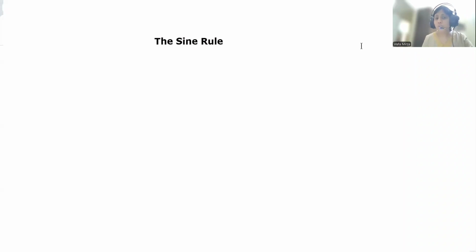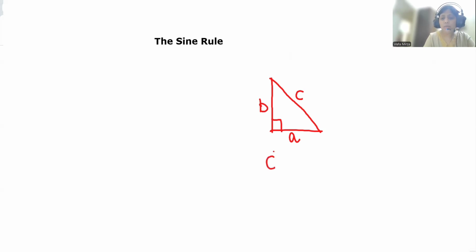Hello, today we will talk about sine rule. So you have already studied about Pythagoras theorem and you have also studied about trigonometric ratios. Whenever we talk about Pythagoras theorem, the triangle should be a right angle triangle. And then we say that if this side is C, this side is A, and this side is B, then according to Pythagoras theorem, C square is equal to A square plus B square.